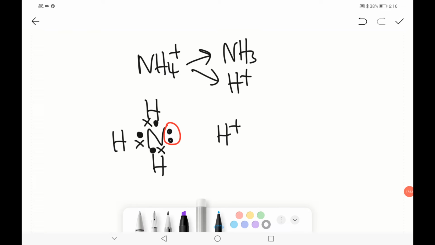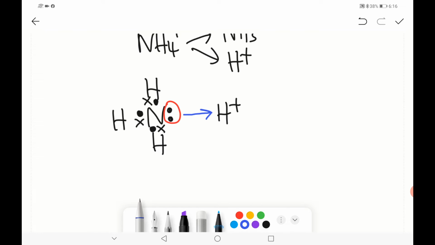So the nitrogen will offer to give the whole pair of electrons to H plus. When nitrogen contributes 1 whole pair of electrons to share with the H plus, you will see something like this. The H plus will come in and share the electrons together with the nitrogen. So this pair of electrons is shared among the nitrogen and the H plus. So this is a dative bond.